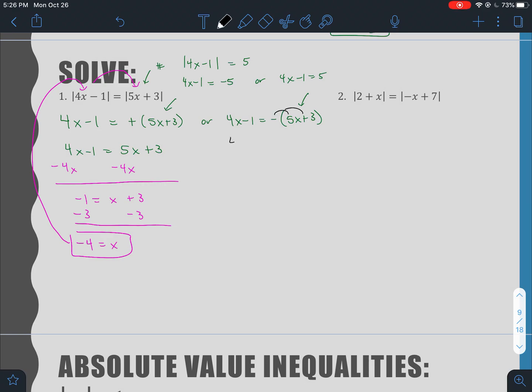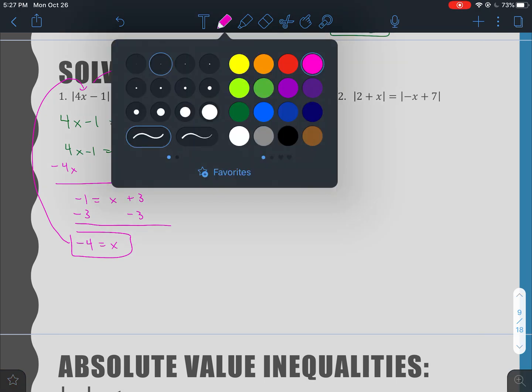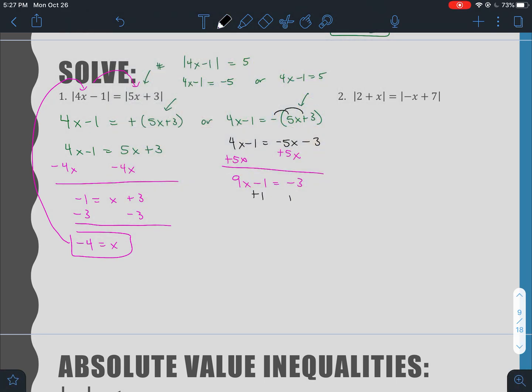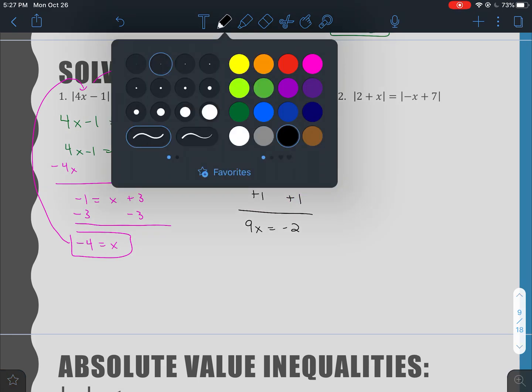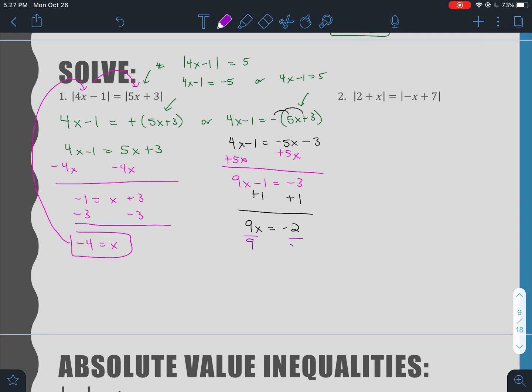If I try the other side, 4x minus 1 equals negative, and then the quantity 5x plus 3. Let's distribute. We would have 4x minus 1 equals negative 5x minus 3. Get all of my x's on the same side, so I'm going to add 5x and add 5x. And then I have 9x minus 1 is equal to negative 3. Then I'm going to add 1 to both sides, and I have 9x equals negative 2. Then divide both sides by 9. And x is going to equal negative 2/9. So those are my two possible solutions.